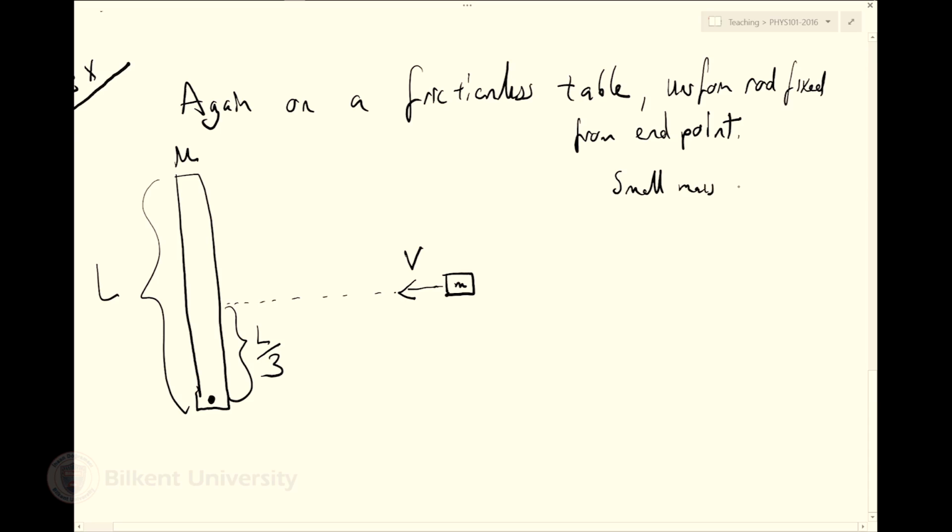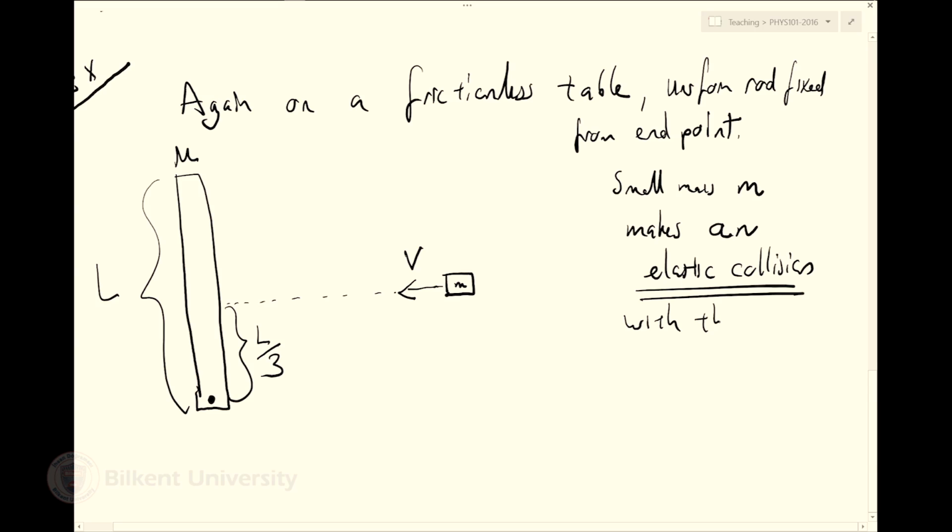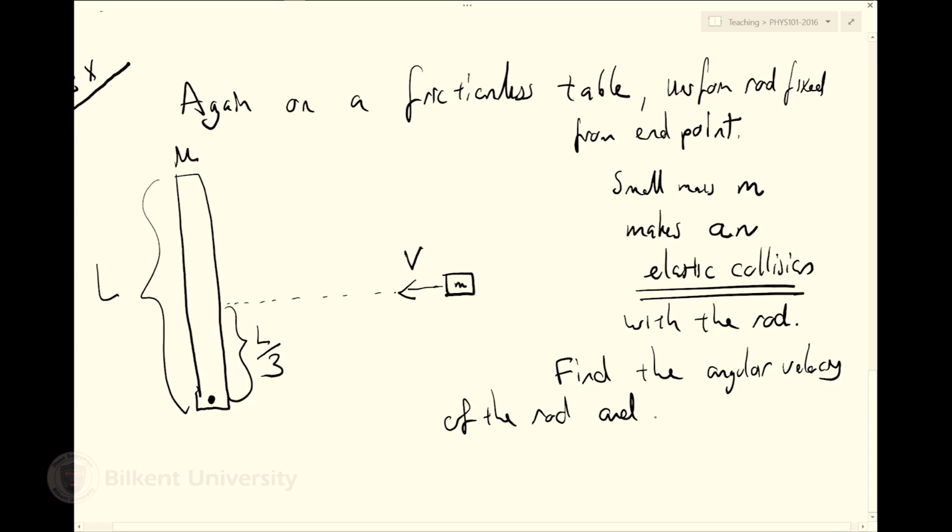The small mass m makes an elastic collision with the rod. Find the angular velocity of the rod and the velocity of m after the collision.